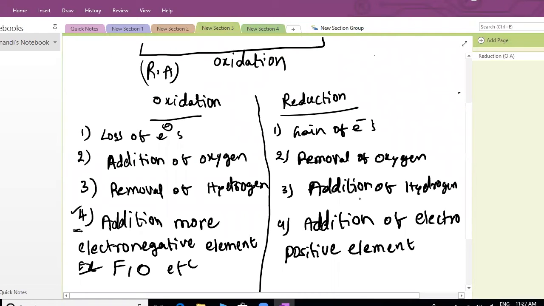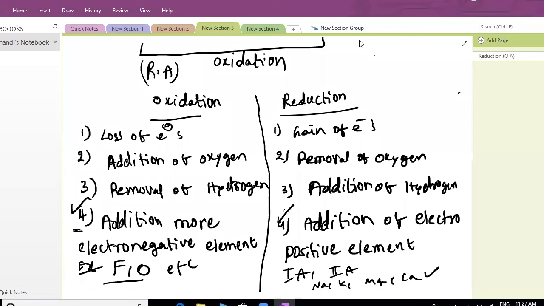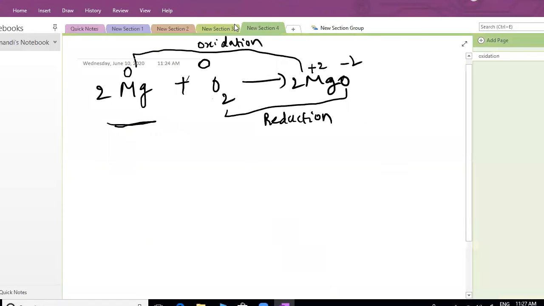Addition of an electropositive element. For example, first A group elements and second A group elements means sodium, potassium, magnesium, calcium, all these things. These are first A, second A group elements. Understood? If you're adding electrons to anyone, that we call reduction. If you're adding electronegative elements to any other one, that we call oxidation. Try to find this definition. If not getting it also doesn't matter, you can get it later. At least one or two examples you can finish, that is fine. But my intention is, if you apply the definition, that's very good.